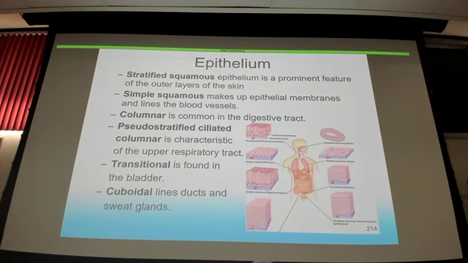And then you have pseudostratified columnar. In this case, they put ciliated. So a pseudostratified ciliated columnar is specific for areas like the upper respiratory tract. It's still columnar, but they've now specified more, so you know where it's coming from. When you look at transitional epithelium, it says bladder, and then cuboidal lines the ducts of sweat glands, things like that. So pay attention and make sure you know where you generally find it. It'll help you now, and it'll help you later.